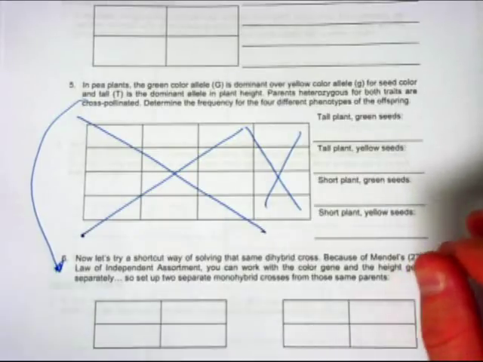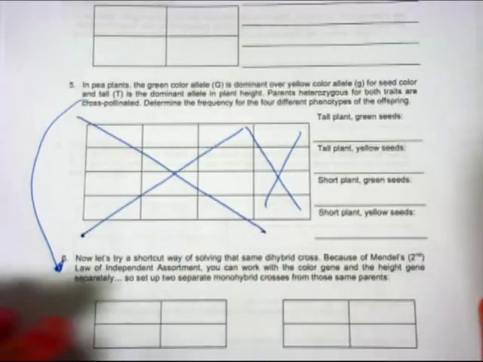Do y'all think y'all can do that one on your own? Where you have two monohybrid crosses? It's like what you did on the quiz. And you showed us how to do it, so yeah. Cool, so we're good with that.